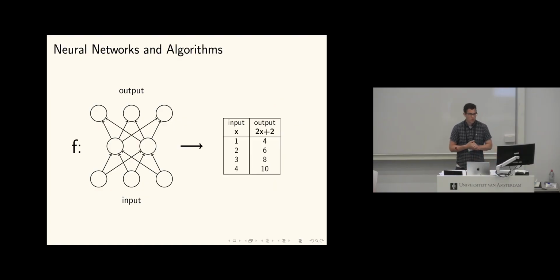In this talk, I'm going to focus on an extremely simple example. Suppose we train a network on the mapping from x to 2x plus 2. There are at least two algorithms that a network could use. First, it could take the input, multiply it by 2, and add 2. Alternatively, it could take the input, add 1, and multiply that sum by 2. How can we determine which of these algorithms a network is using?